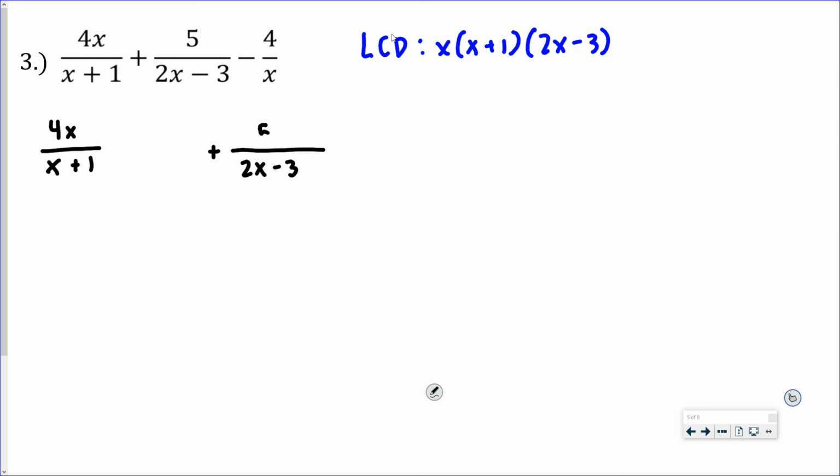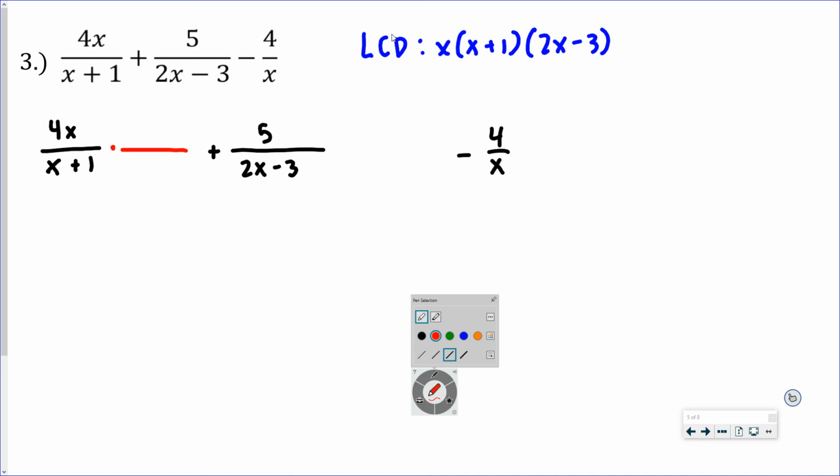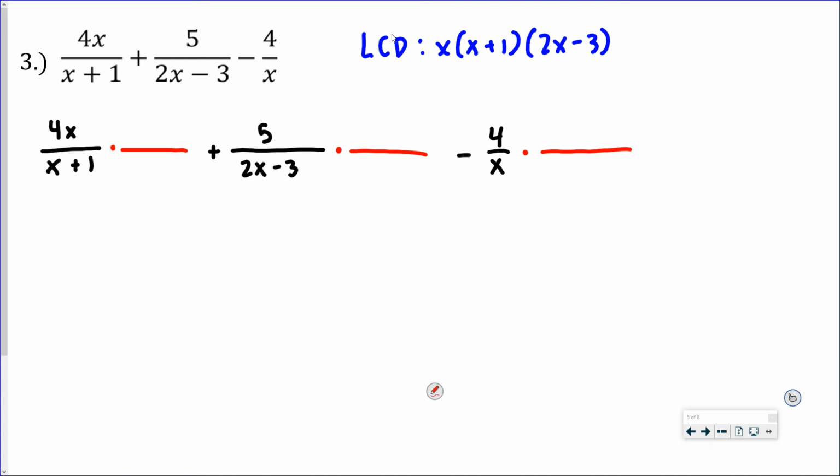All right, so right now I'm just jotting down what I have already in the problem. And then in red, I'm going to times the top and bottom by what each fraction is missing from the LCD in order to make an equivalent fraction that contains my least common denominator, just like with fractions. All right, what do I need to multiply my first fraction by? 2x minus 3 and x.